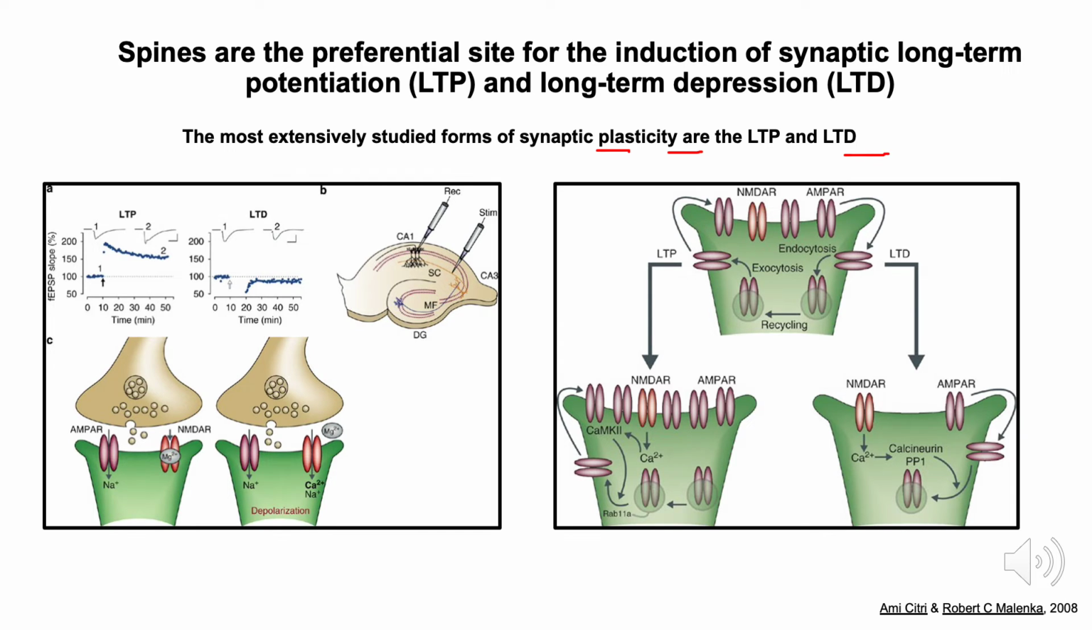In the early 1970s, Bliss and his colleagues reported that the repetitive activation of Schaffer collateral axons using high-frequency electrical stimulation can result in a potentiation of synaptic strength that could last for hours or even days. The mechanism underlying this form of synaptic potentiation is summarized on the right.